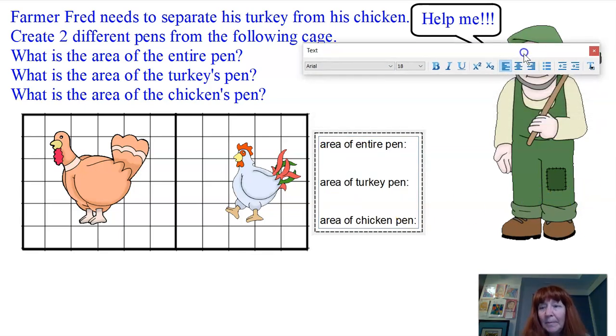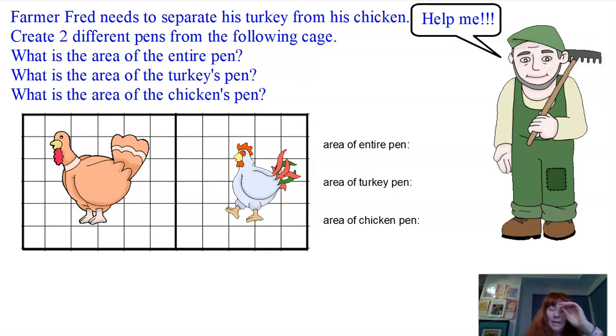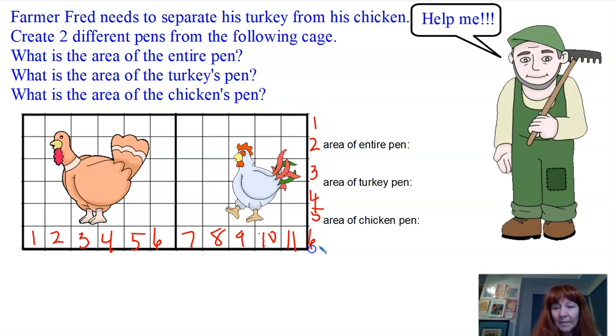When I look at the area, remember area is length times width, and the entire pen, well, first I'm going to count it. So I count 1, 2, 3, 4, 5, 6, 7, 8, 9, 10, 11. And then when I count the width, it's 1, 2, 3, 4, 5, 6. So I have a 6 and I have an 11. Normally I do the length first and then the width. But because I am going to be separating this out into 2 separate lengths, I'm going to always write the width first when I'm doing the calculations. So the entire pen is 6 times 11, which equals 66.